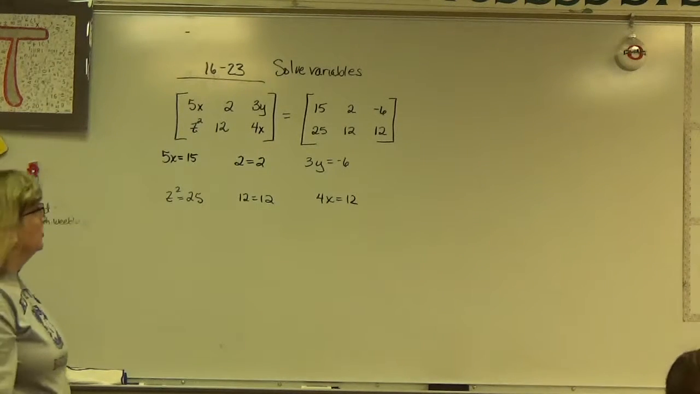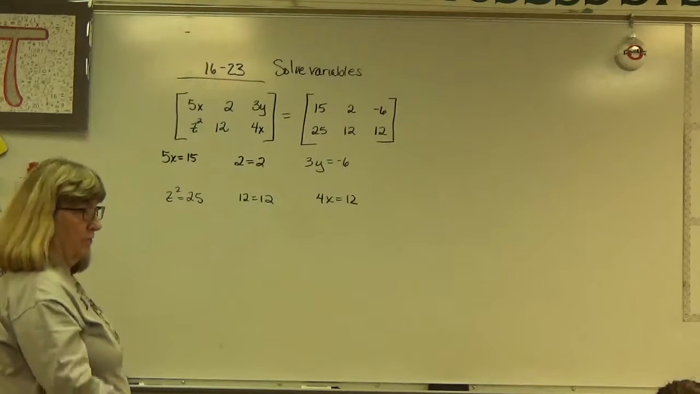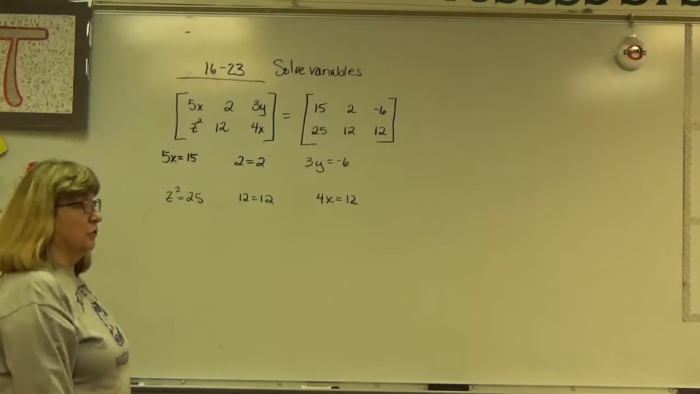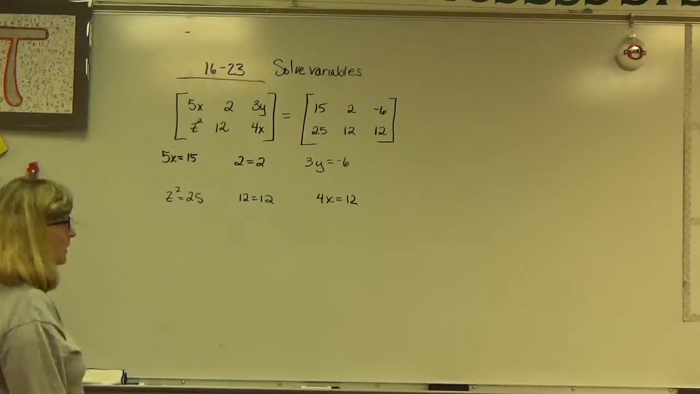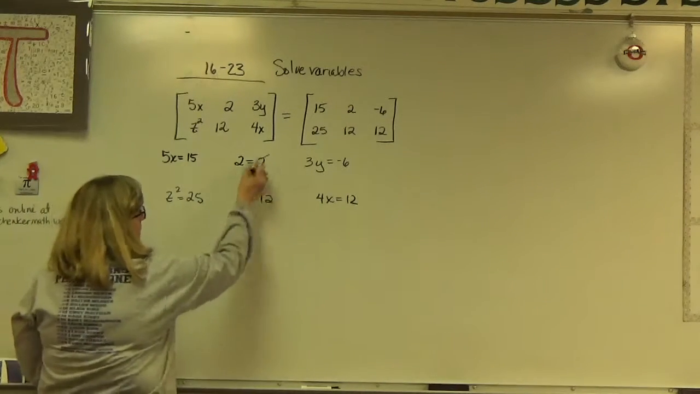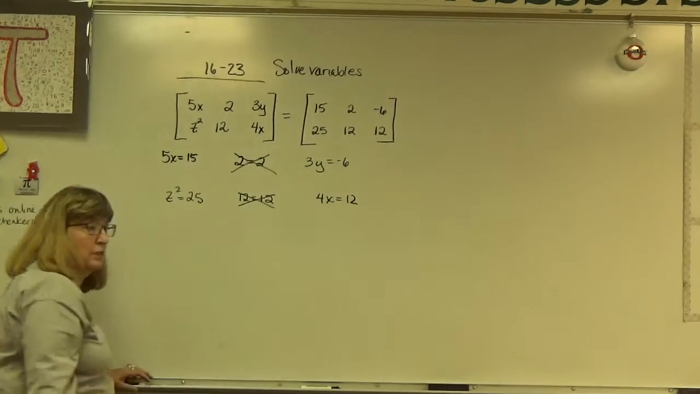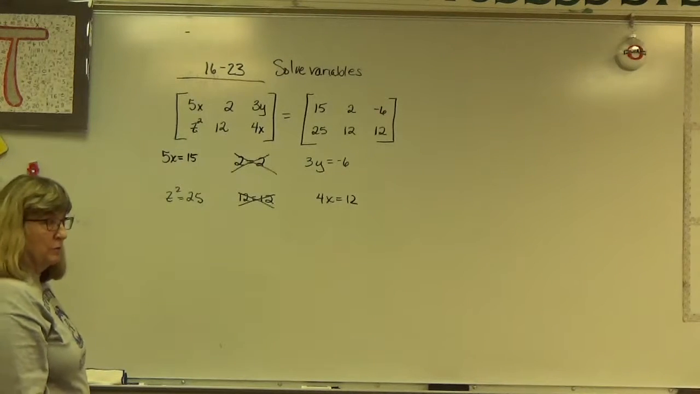Now, once you've got each position assigned, like first row, first column to first row, first column, or second row, second column to second row, second column, then you're ready to solve. And Nicholas is right. The ones that don't have variables in, you don't even have to pay attention to, so we're getting rid of those.